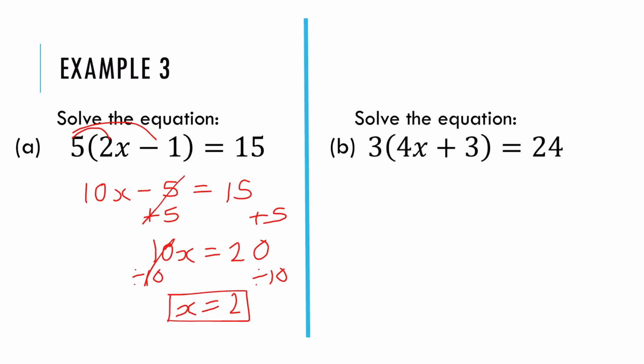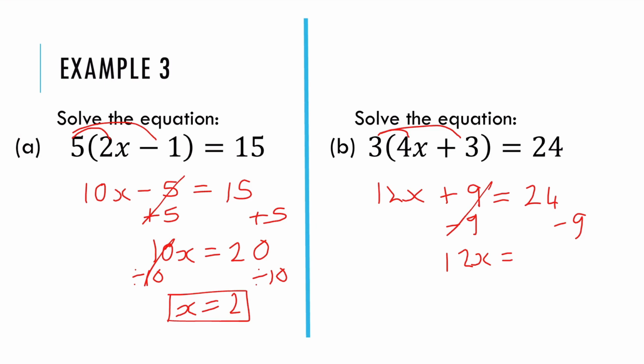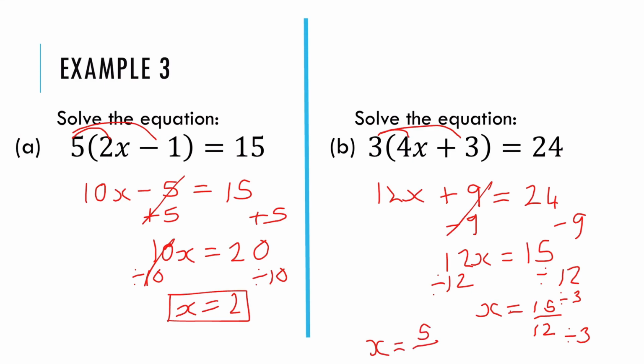Multiplying throughout by 3. 3 times 4x is 12x. 3 times plus 3 is plus 9, equals 24. The opposite of adding 9 is subtracting 9, which leaves me with 12x equals 15. The opposite of multiplying by 12 is dividing by 12, which leaves me with x equals 15 over 12. 15 and 12 both lie in the 3 times table, so we can divide top and bottom of this fraction by 3 to give me a simplified fraction of x equals 5 over 4.